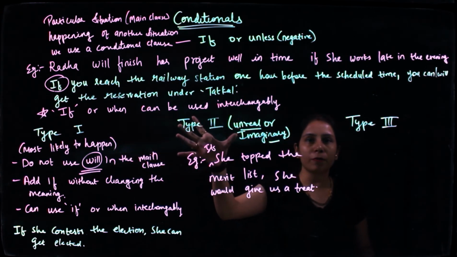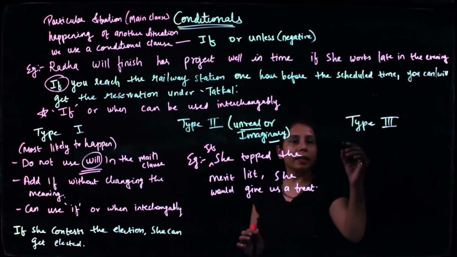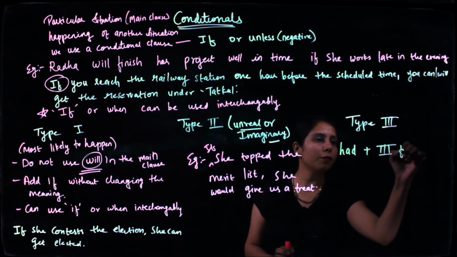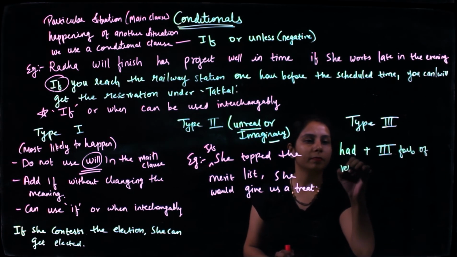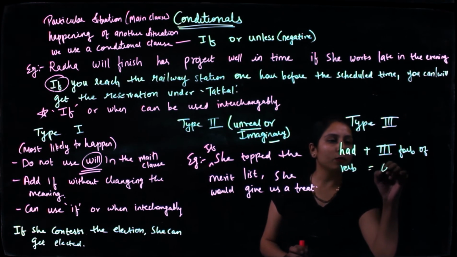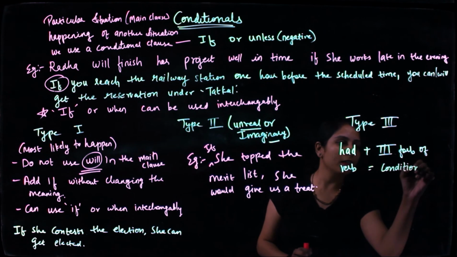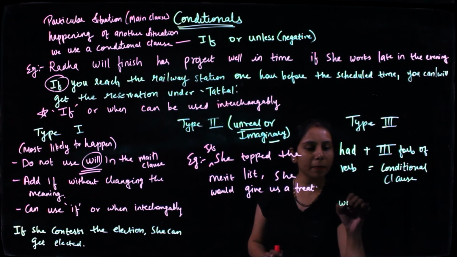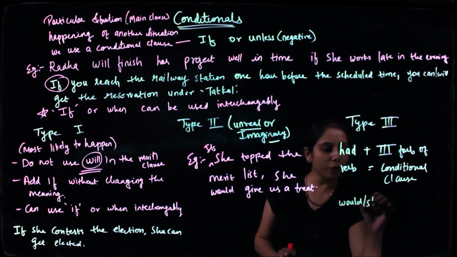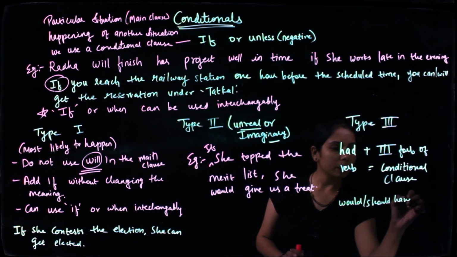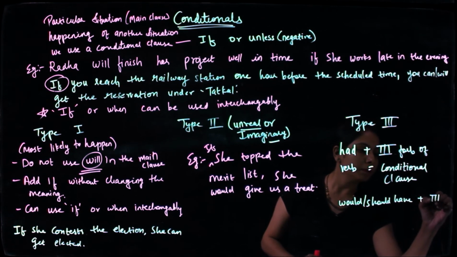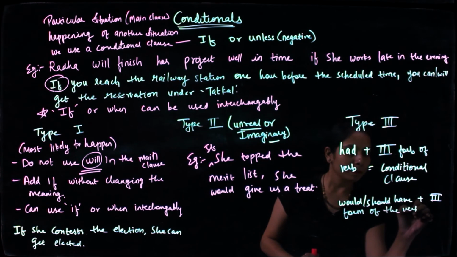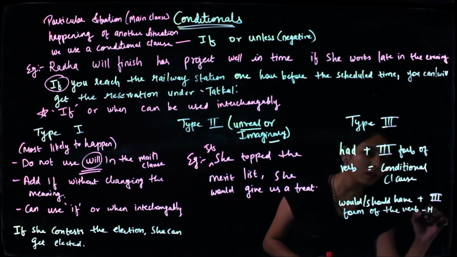Okay, so this is the example of type 1, type 2. Let us talk about type 3. In this, what happens? We talk about had plus third form of verb. This is when we use in the conditional clause in the sentence. Conditional clause. All right. Then we would talk about the main clause. In main clause, we would add would or should have plus third form of the verb. All right. This is for the main clause.